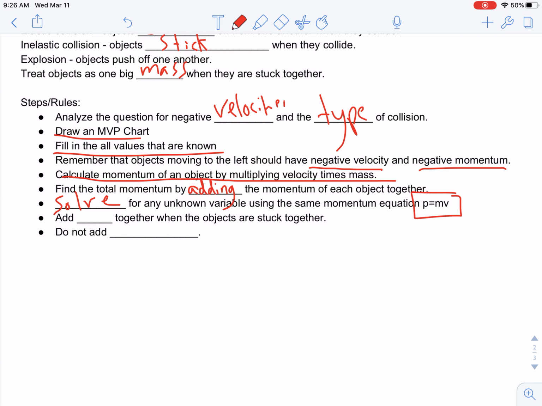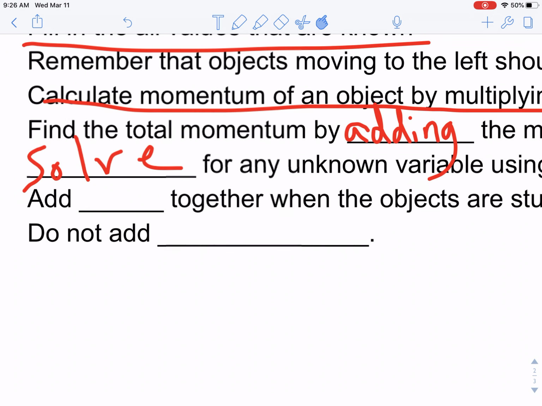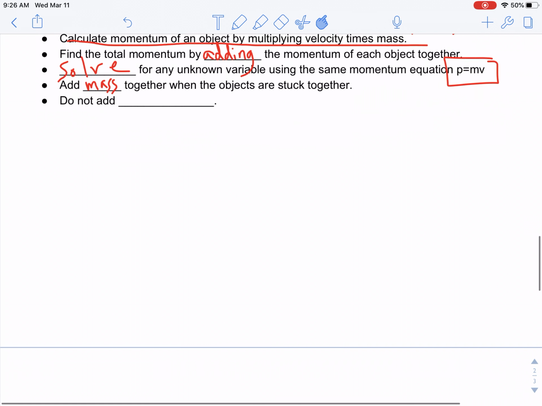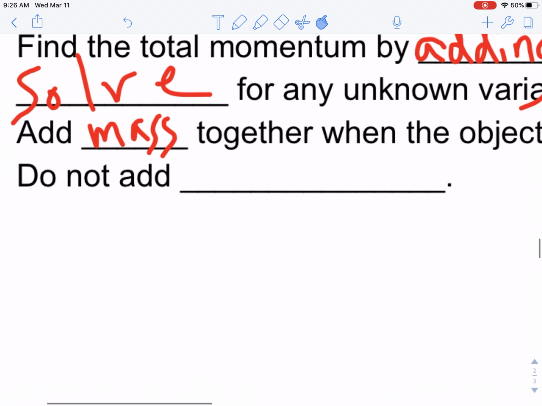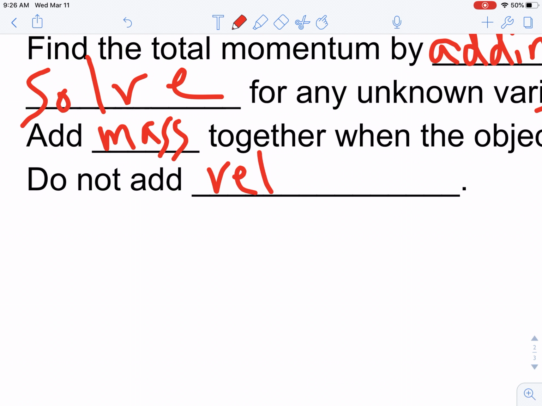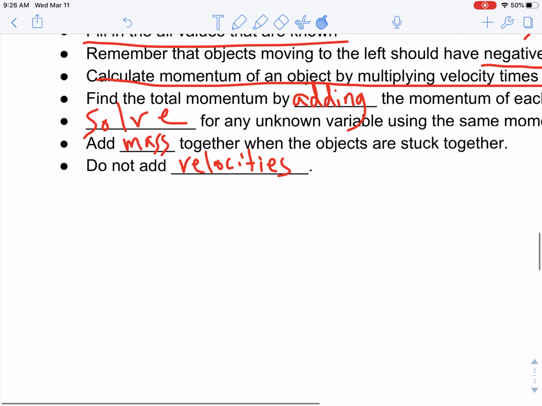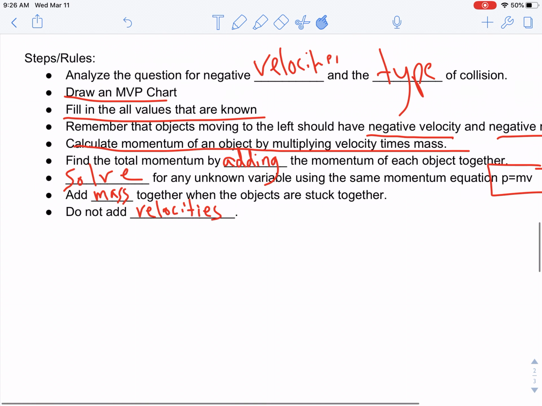You want to add the mass. I'm going to say this again because we always forget. Add the mass together when the objects are stuck together, and do not add velocity. You're not allowed to add velocities, people. You'll see. You shall see. So you're never adding velocities in this case.